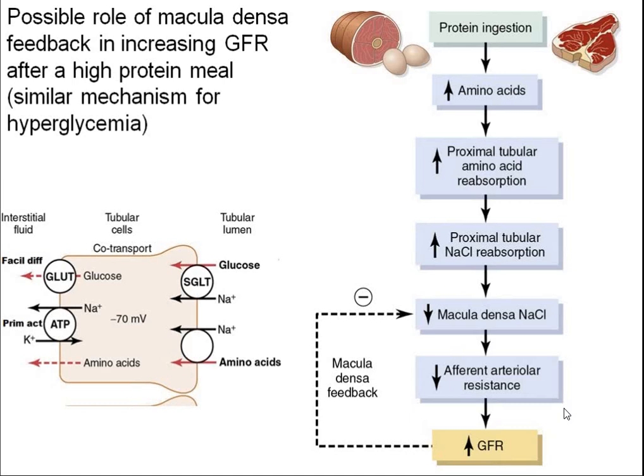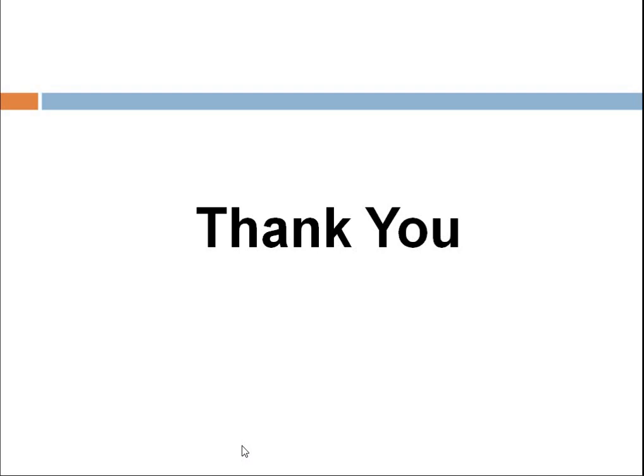Same is true for glucose. Whenever there are increased glucose levels and more glucose is being filtered, more is reabsorbed in these cells, and as a result more sodium will also accompany it, less will reach the macula densa, and it will try to increase the GFR. That's all, and that's all for today's lecture.